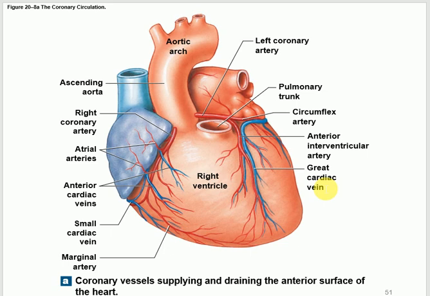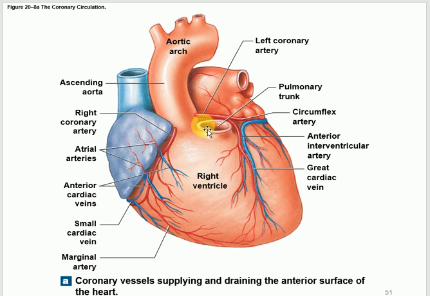This is the front. If you see the atria, it's in the back. So this is the front. What do you call this artery? Interventricular. Is that anterior or posterior? Anterior. And what is this? What is this? Right coronary. And what is this at the margin? Marginal. And what is this? Circumflex. And what is this? The left coronary.